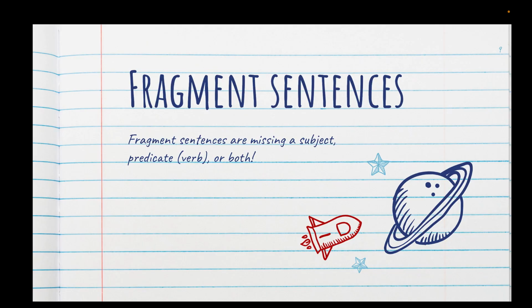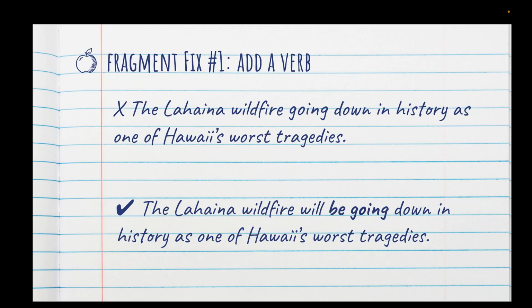Okay, we are now moving on to fragment sentences. Fragment sentences are going to be missing a subject or a verb, or sometimes both. So here's an example where it's missing a verb. The Lahaina wildfire going down in history as one of Hawaii's worst tragedies. It looks like it's as long as a sentence, but it doesn't have a verb.